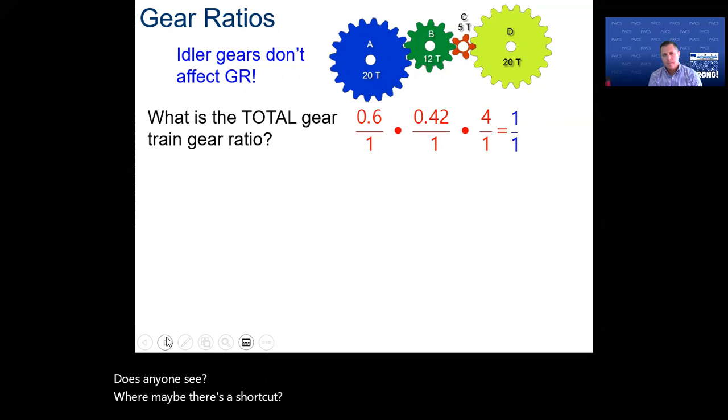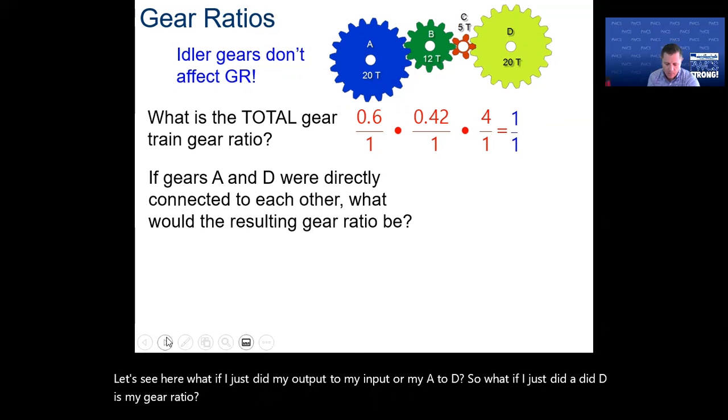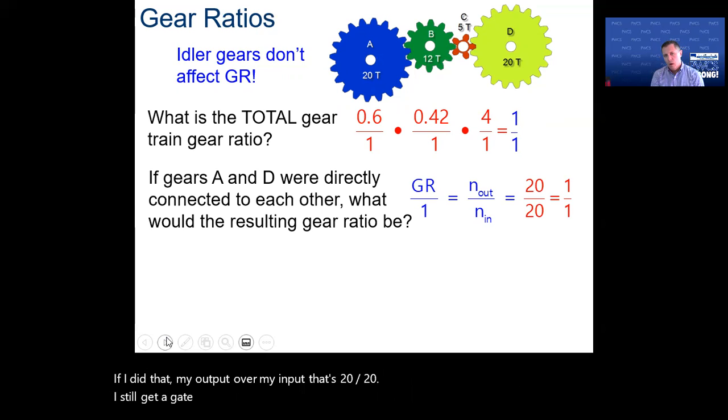Well, let's see here. What if I just did my output to my input, or my A to D? So what if I just did A to D as my gear ratio? Well, if I did that, my output over my input, that's 20 over 20. I still get a gear ratio of 1.